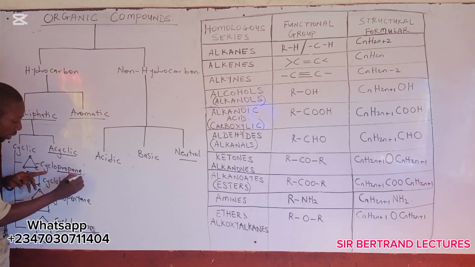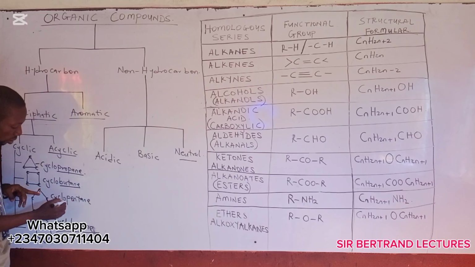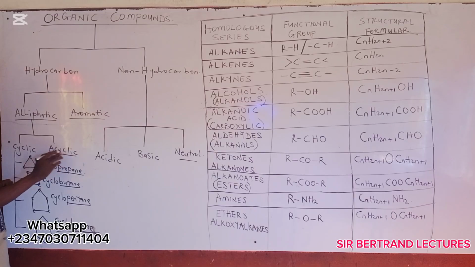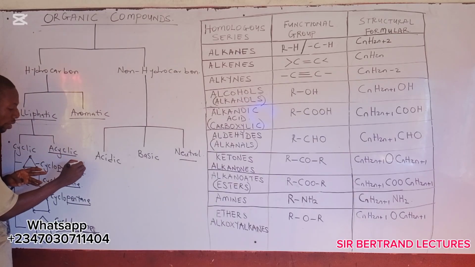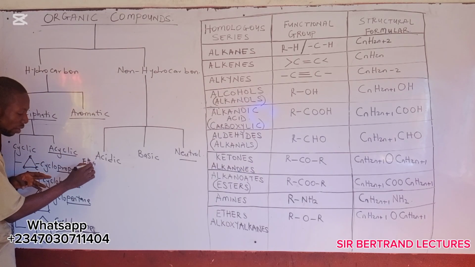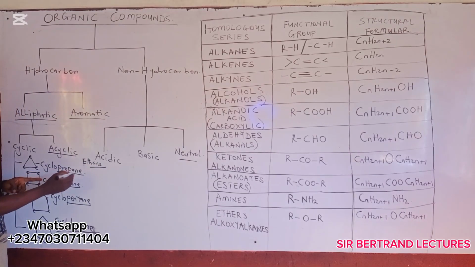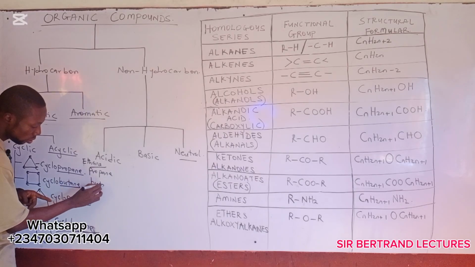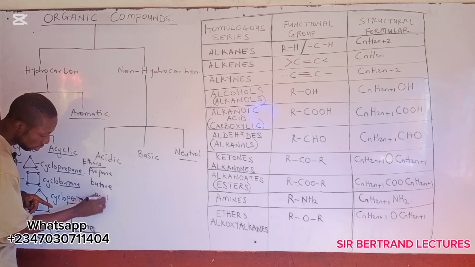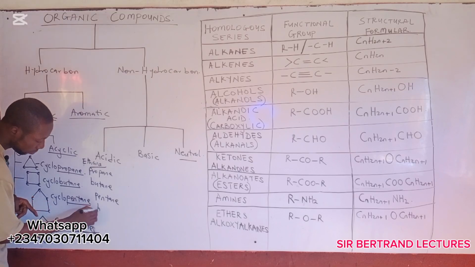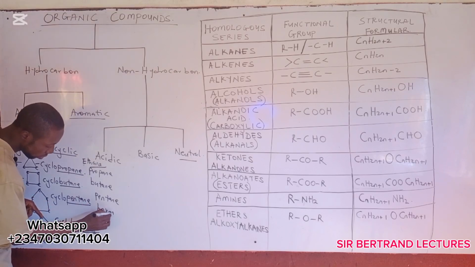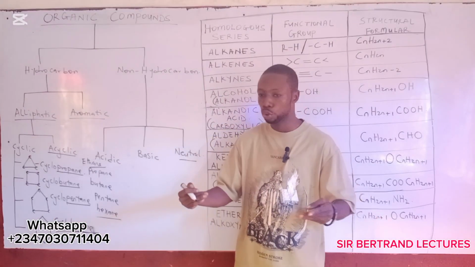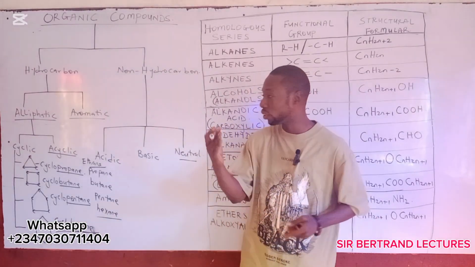Then under acyclic we have methane, ethane, propane, butane, pentane, and hexane, which are straight chain, which can also possess branches.